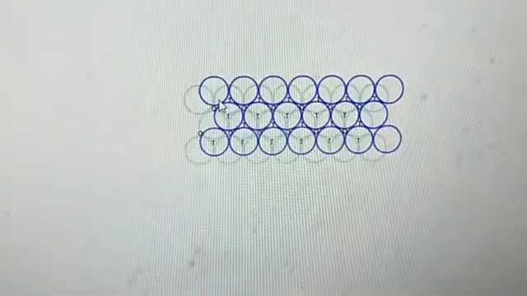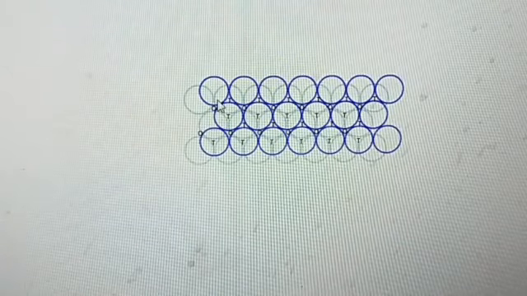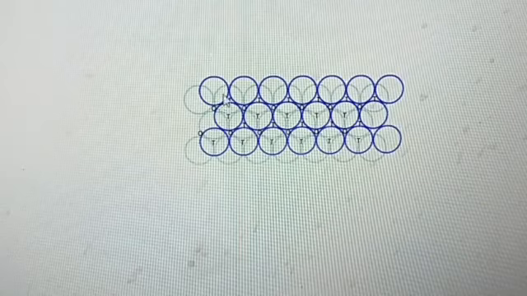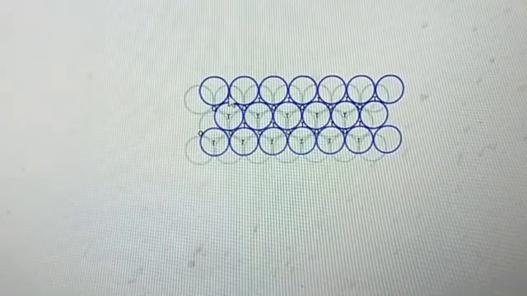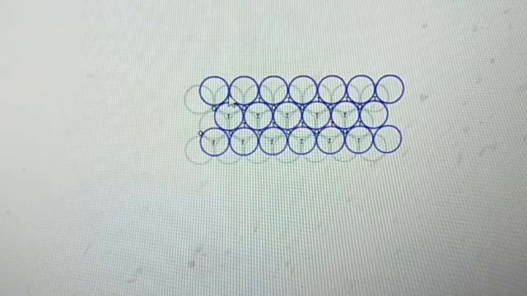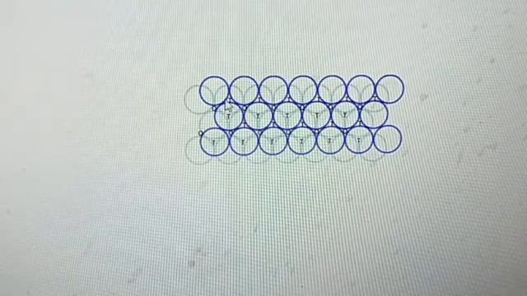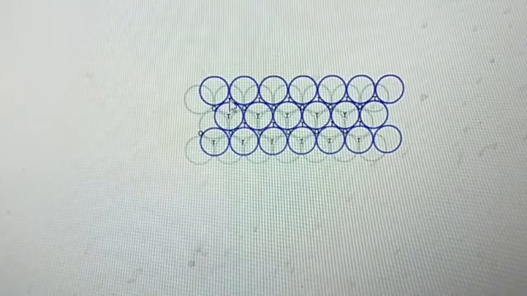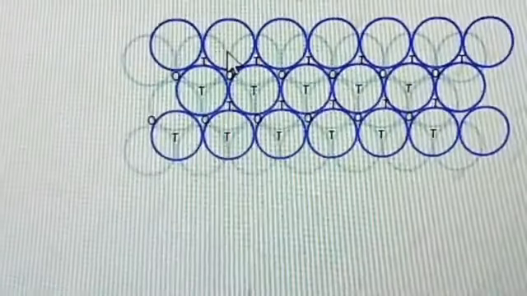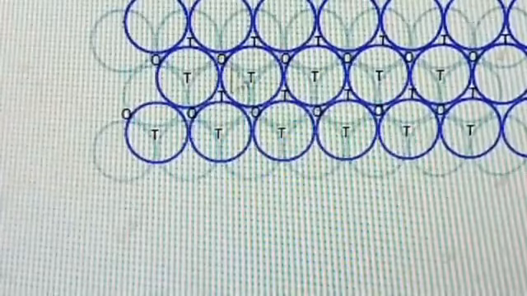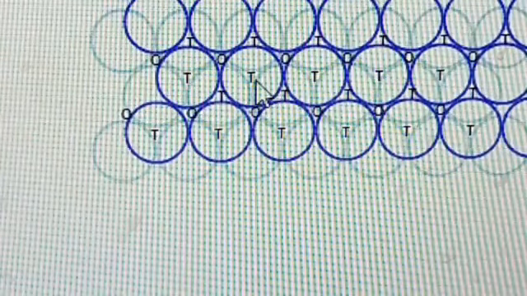Whenever a sphere of the second layer is above the void of the first layer, which void is formed? A tetrahedral void. So this is one layer, this is one layer, and this is one layer. When a sphere of the second layer is present above the void of the first layer, we get a tetrahedral hole. Now this is a tetrahedral hole. This is also a tetrahedral hole. Now you can observe clearly a tetrahedral hole is formed.